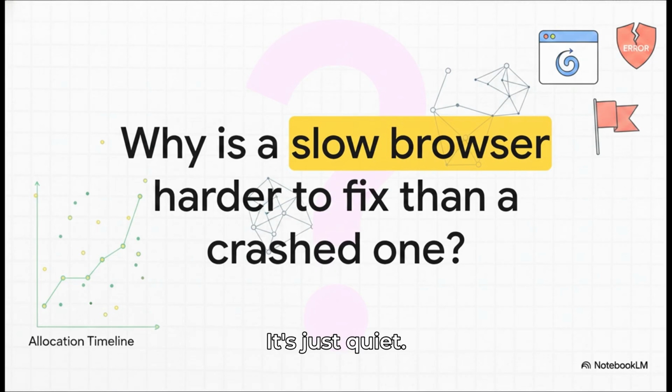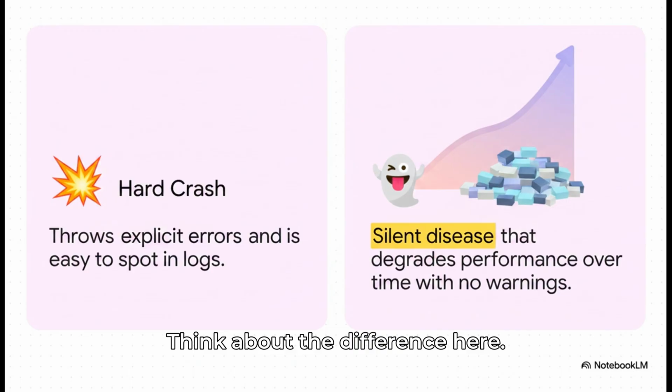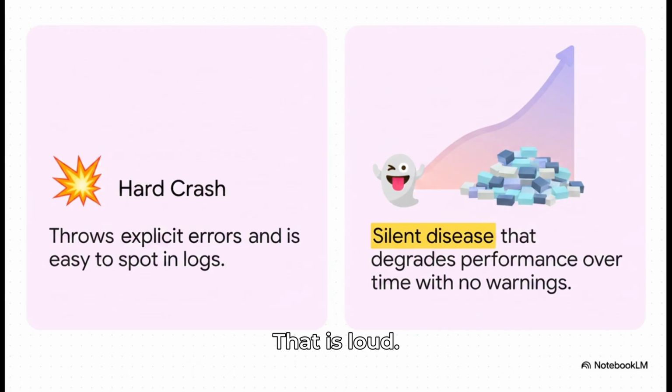It's just quiet. Think about the difference here. A hard crash? That is loud. It throws explicit errors, it dumps stack traces all over the place, and it's pretty easy to spot in your logs. But a memory leak? That's a silent disease. It degrades performance slowly, quietly eating up the application's heap memory without giving you a single warning. The browser's automatic garbage collector is trying its best, but it just can't keep up because your code is still holding on to references it honestly no longer needs.